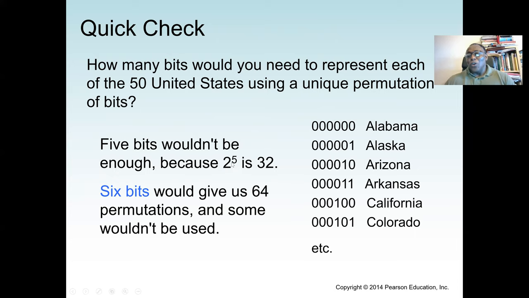But if we take 4 bits or 5 bits, we get only 32, so we need at least 18 more states. So the number of bits needed is 6. That will cover the whole 50 states. 7 will be too much, because 7 bits will be 128, too much.